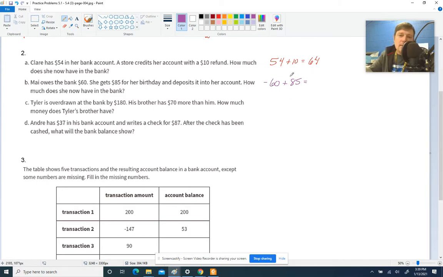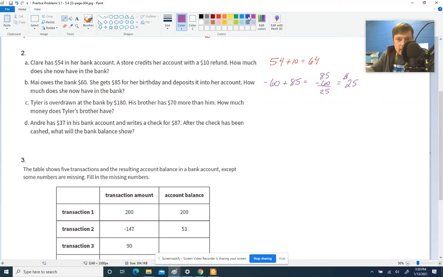Well, since the signs are different, we can find the answer to this by subtracting these two numbers. So doing 85 minus 60 is what we want to do. And that turns out to be 25. And we notice that since she deposited more than she owed, her answer is not negative 25. It's positive because she has more money in the bank now than owing money.